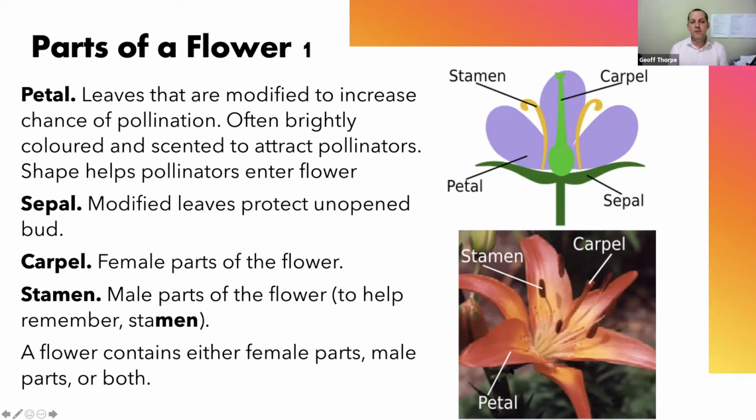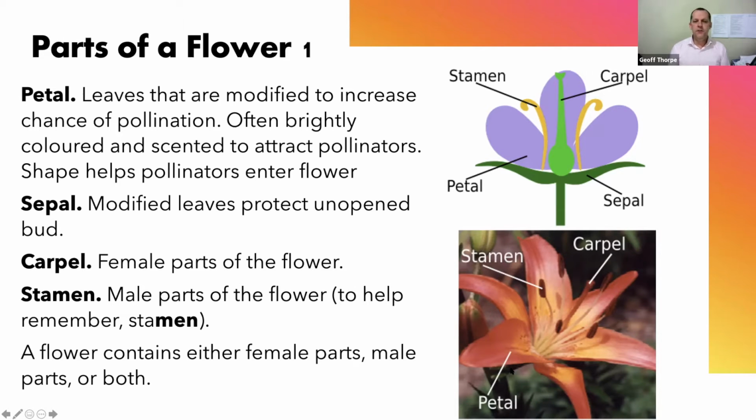Sepal, that's another modified leaf. Its main job is to protect the unopened bud. Once the flower's opened, it's not really doing much, but when the flower is forming, the sepal is the thing that covers up the developing bud to protect it.